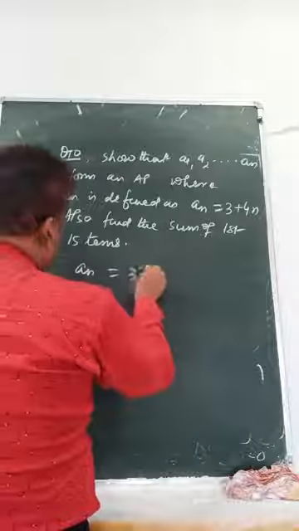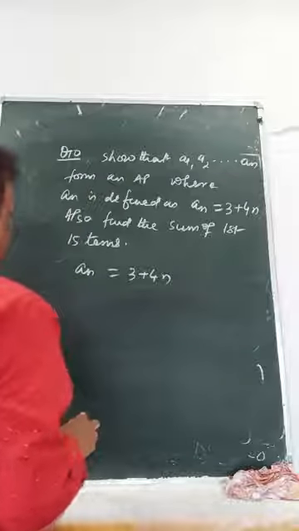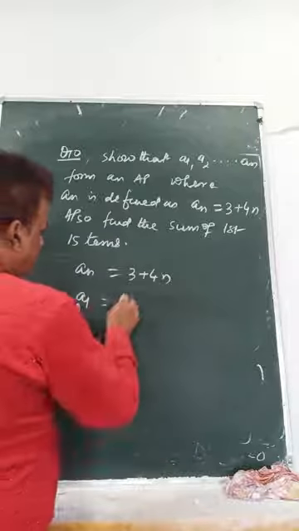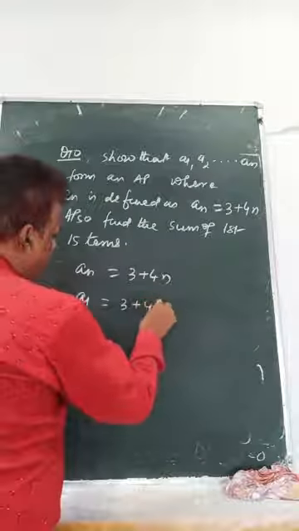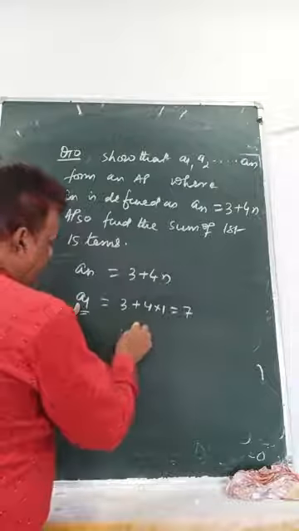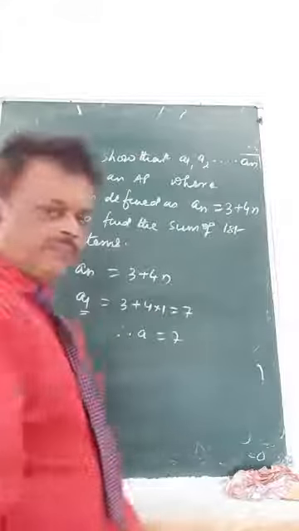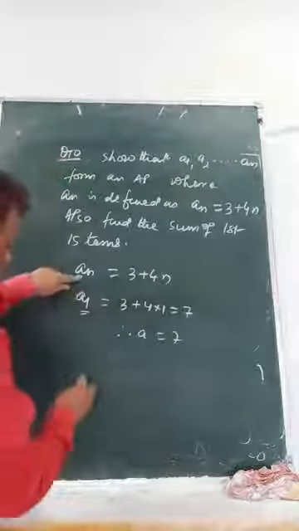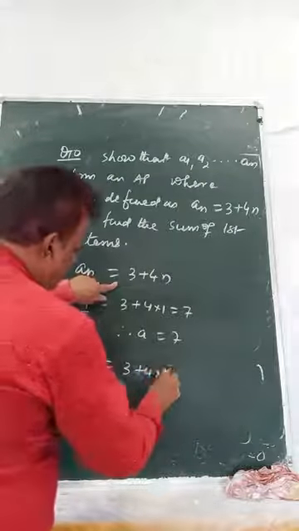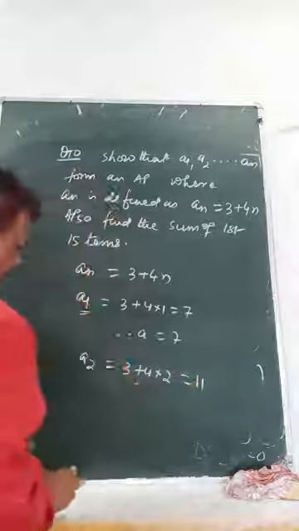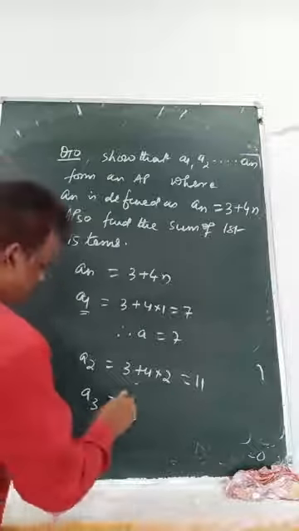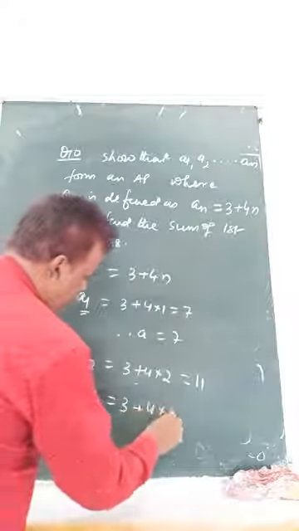an equals 3 plus 4n. Put n is equal to 1. a1 is 3 plus 4 into 1, that is 7. a1 means your first term, that is a is equal to 7. Put n is equal to 2. a2 is 3 plus 4 into 2, 8 plus 3, 11. a3 is 3 plus 4 into 3, that is 15.